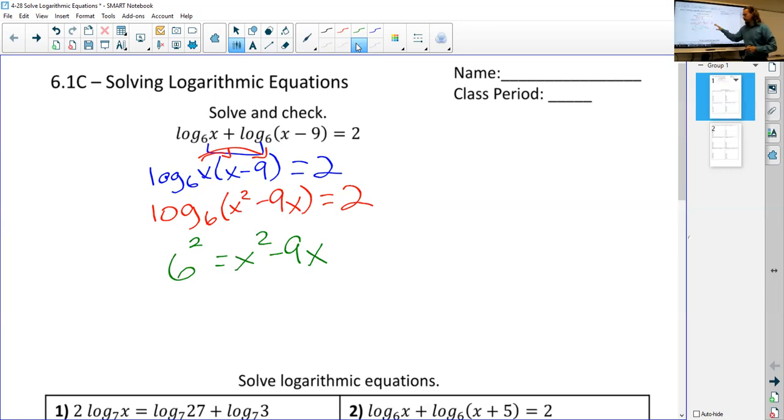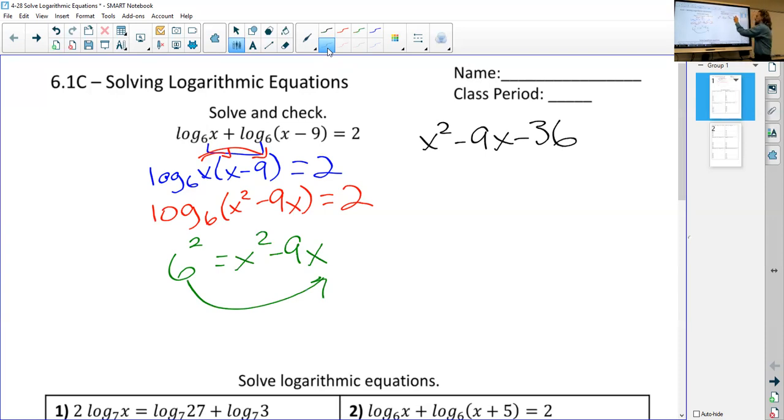And then at this point, this is algebra 1. This is just a quadratic equation that we need to solve. So I know I need to bring this 6 squared over. Actually, let me bring that to a new column here. So this is going to be x squared minus 9x minus, because it was positive, we bring it to the other side, negative 6 squared is 36, and all of that equals 0.